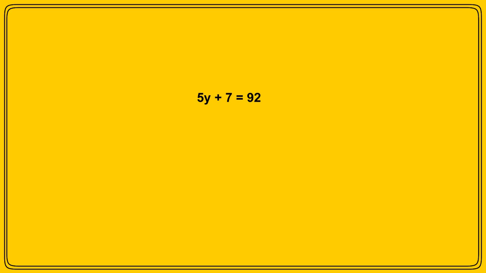So let's have a look at a few examples. These are all linear equations. 5y plus 7 equals 92. Negative 3x plus 8 equals 12. And 6 subtract 4p is negative 23.